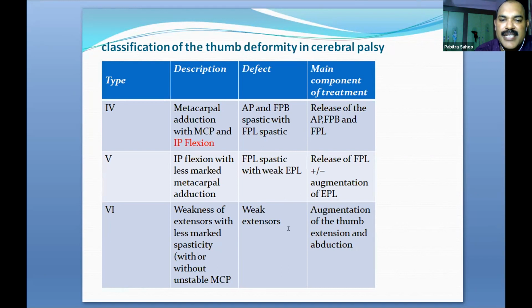Then type 6 variety, weakness of the extensors associated with the tightness of the spasticity of the adductors. There is weakness of the extensors, and there is less marked spasticity. So deformity is not because of spasticity, it is because of the weakness of the extensors, weak extensors. There you need to go for augmentation of the thumb extension and abduction. That is also important. What muscle need to transfer to augment extension and abduction?